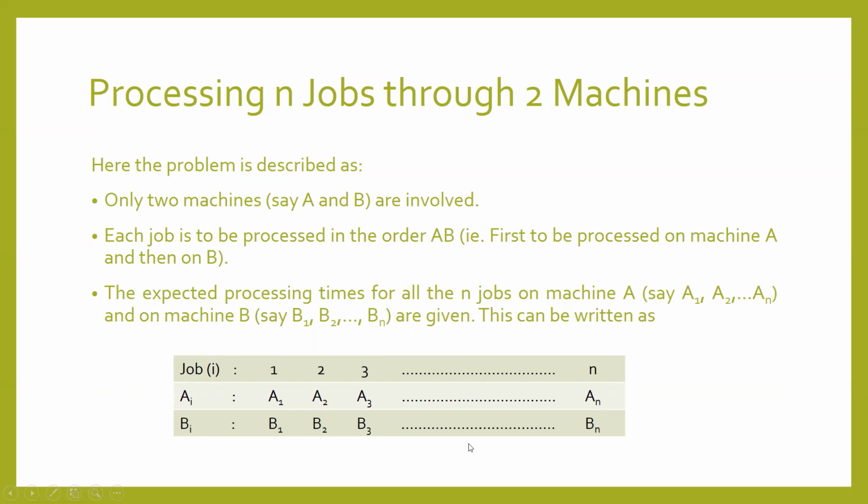So this is how the table will look, where you will have the jobs given to you, and A and B. Now, Ai will be given to you as A1, A2 up to An, so n number of jobs, and B will be given like this. Now, what is the method to solve it? Let us see the method.